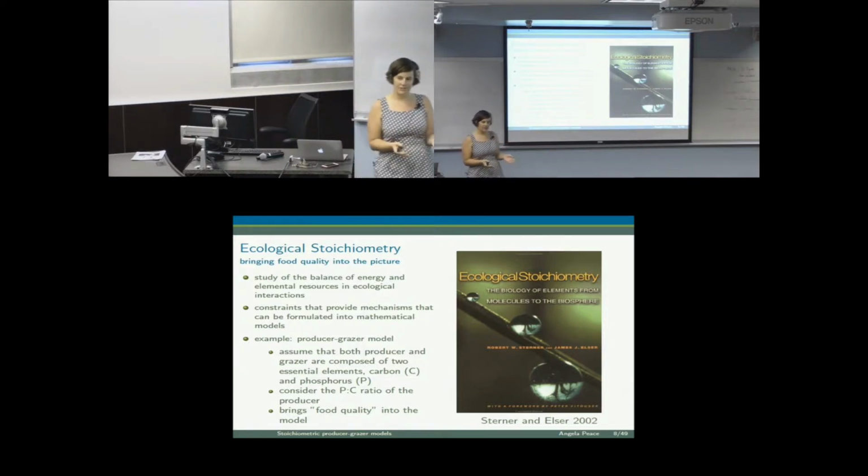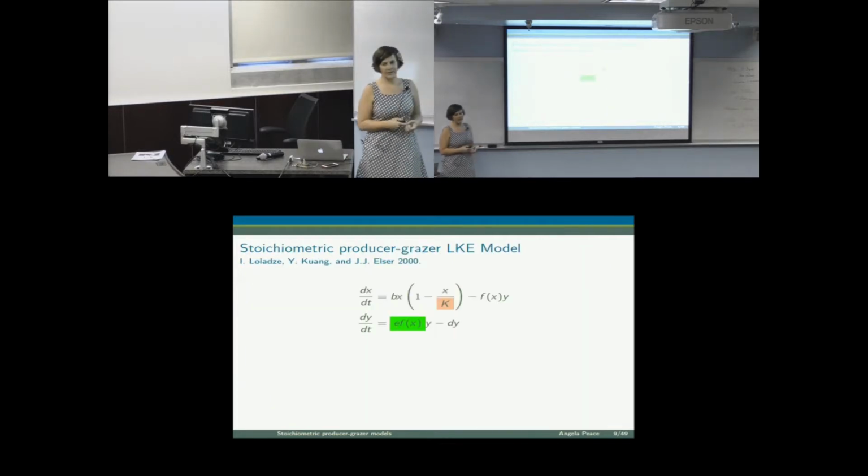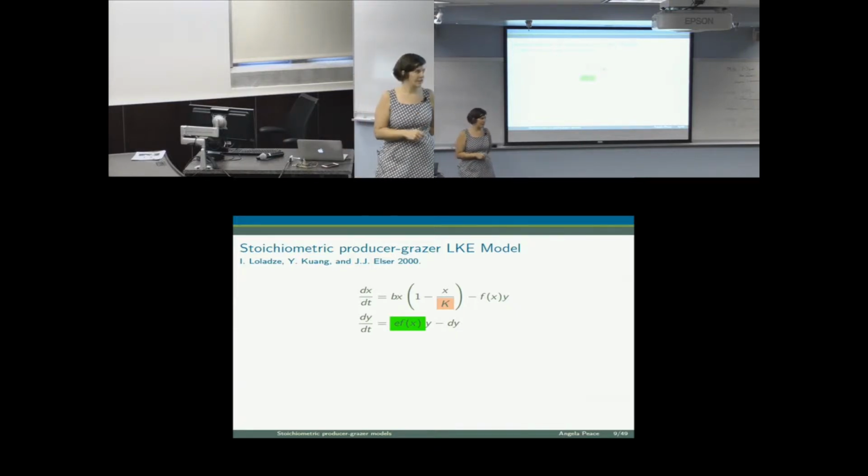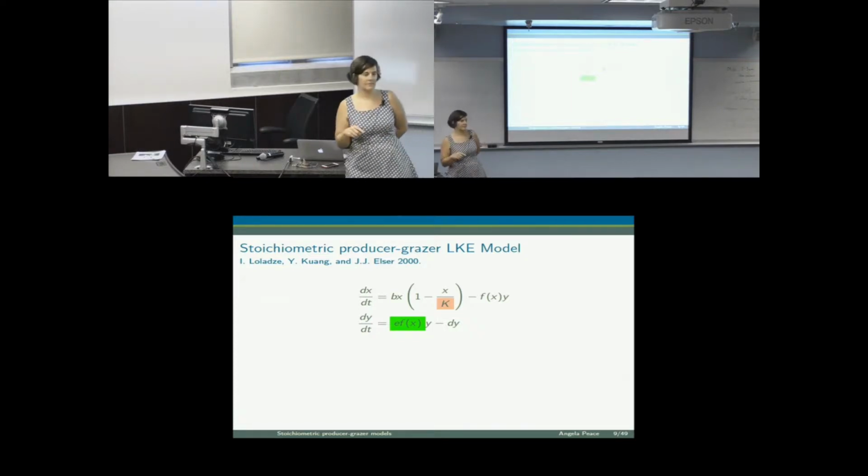For example, that producer-grazer system, the algae and Daphnia we were just talking about, instead of just thinking about things in terms of carbon, where all the organisms are made of carbon, think of them as made of two essential elements, carbon and phosphorus. Then you can look at the phosphorus to carbon ratio of each of those organisms and bring food quality into the model. And that's how they did it here in this LKE model. So the LKE model, written by Irakli Loladze, Yang Kuang, and James Elser in 2002, they set out to introduce food quality into the Lotka-Volterra model. This is the same Lotka-Volterra model. I'm going to show you how they formulated it. Okay? So they set out to introduce nutrient deficiencies and how that would affect these organisms and how they grow.